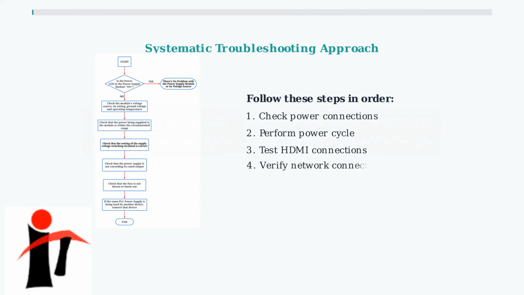By following these steps in order, checking power connections, performing a power cycle, testing HDMI connections, and verifying network connectivity, you can resolve most common EETV box issues. Remember, approximately 60 to 70% of TV box problems are solved through these basic troubleshooting steps. These power and connection troubleshooting steps should resolve most issues with your EETV box. If problems persist after trying these solutions, you may need to explore software-related fixes or contact EE technical support.